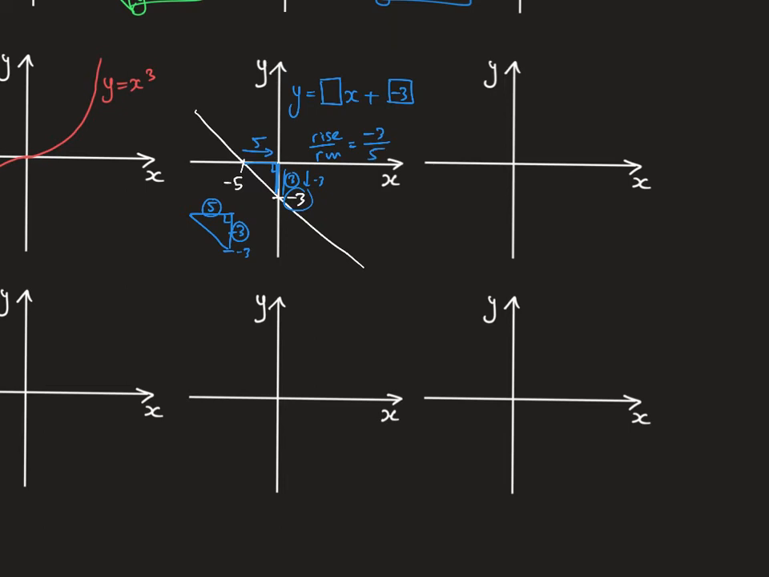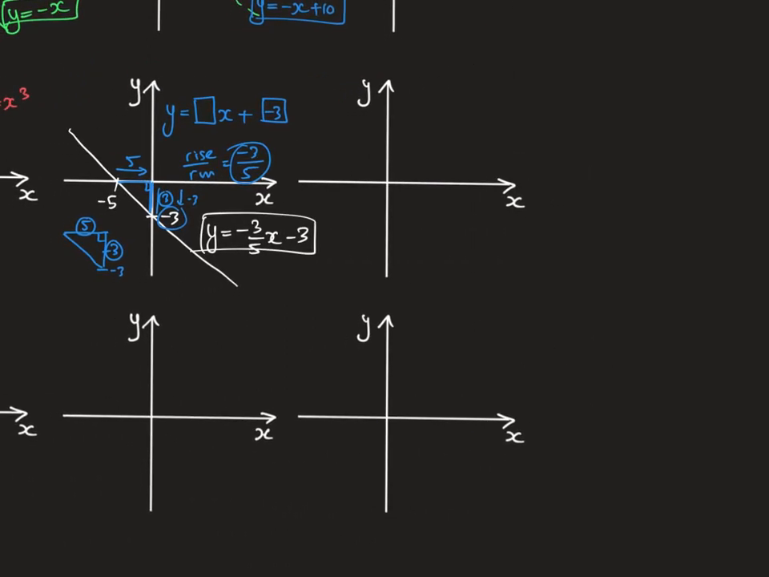So in fact, our gradient here is -3/5, and you can leave it as a fraction there. So in fact, this graph would be y equals -3/5 x -3. Now, of course, that's a much more complicated one, but it hopefully makes some sense.